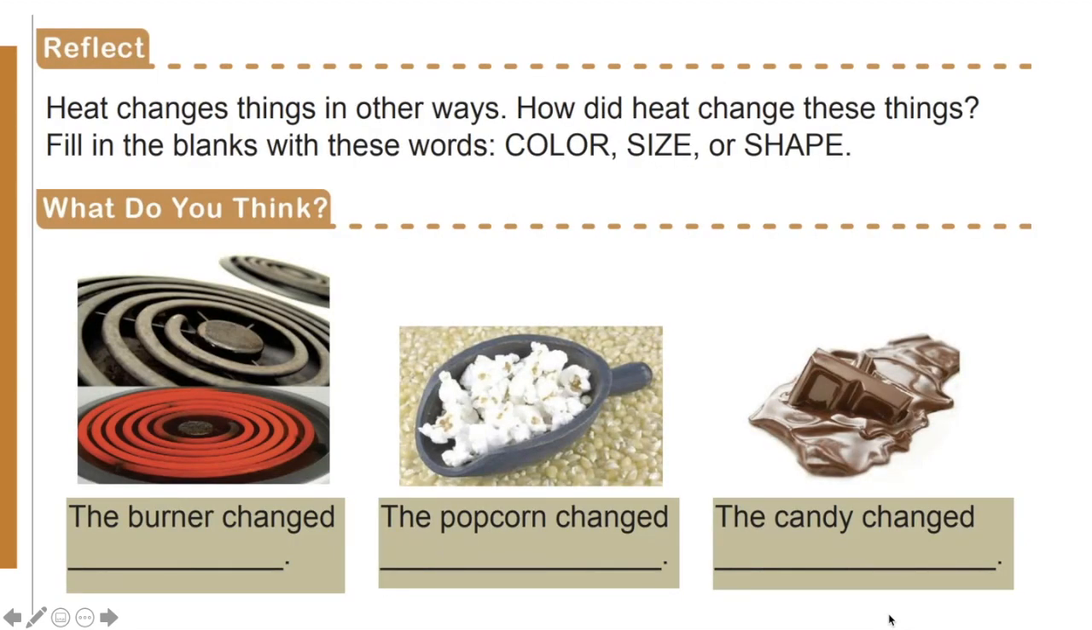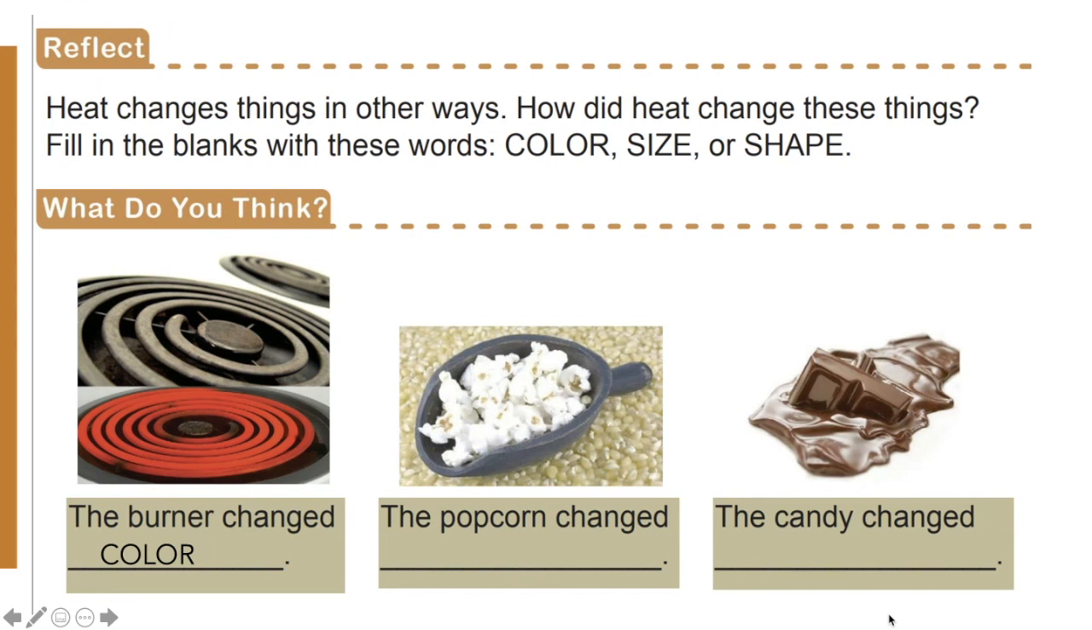Heat changes things in other ways. I want you to think about how heat changes these items. We're going to think together and pause the video if you need more time to think. Look at this burner. This is a burner you might find on your stove at home. The burner changed what? Did it change color, size, or shape? Very good, it changed color. It was black and now it is red.